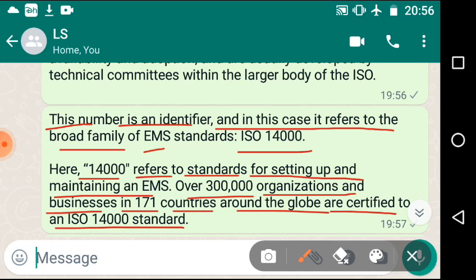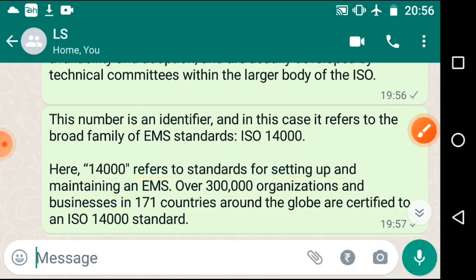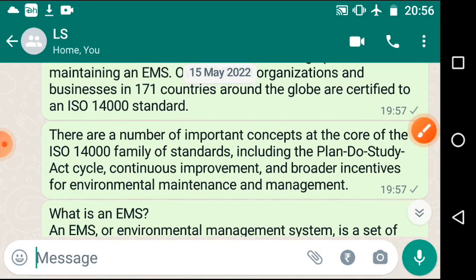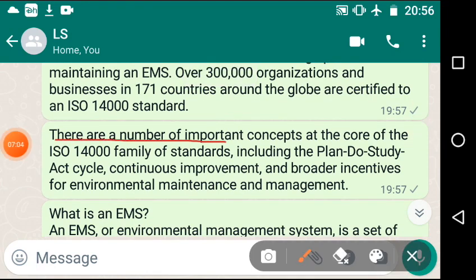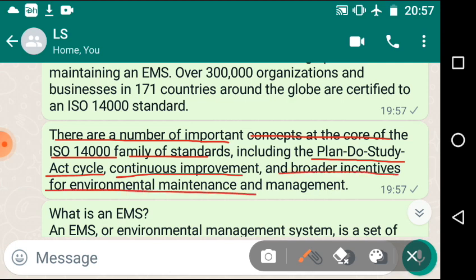Over 300,000 organizations and businesses in 171 countries around the globe are certified to an ISO 14000 standard. So about 300,000 organizations, sorry, not countries, are following the ISO 14000 standard, and they are certified also. That means it is proved that they are not causing too much harm to the environment, and at the same time they are making profit for their industries.